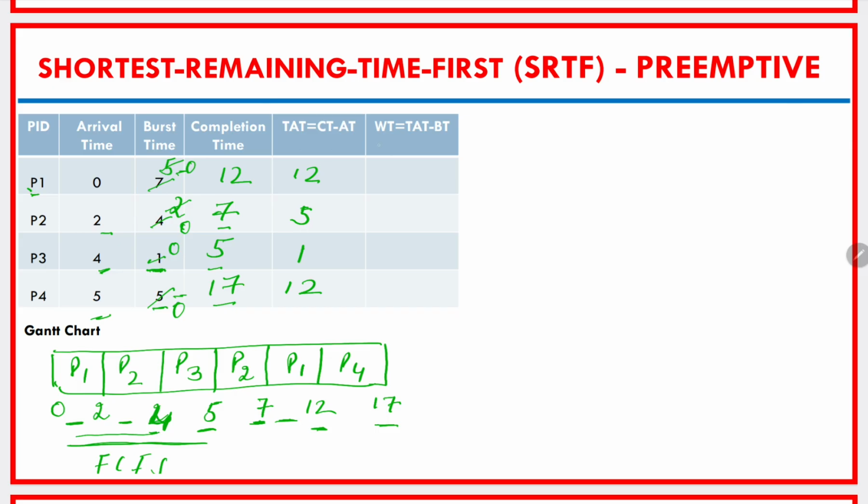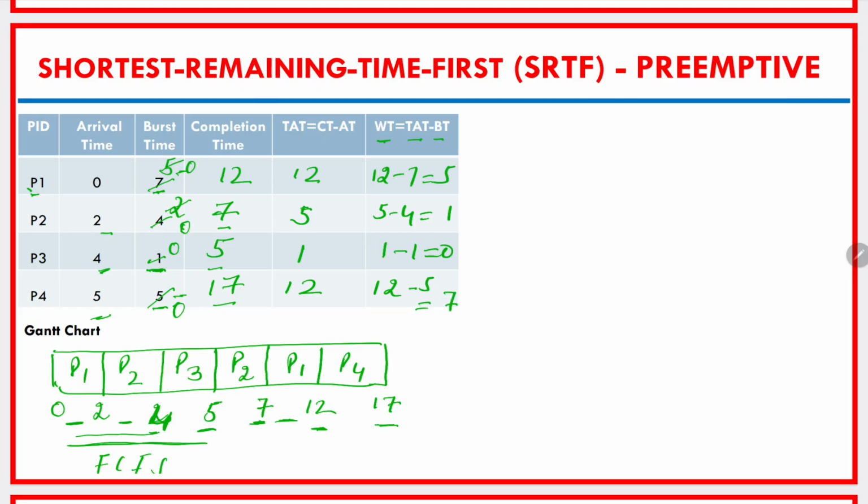Now we have to calculate waiting times, which needs turnaround time and burst time. The turnaround time for P1 is 12 and its burst time was 7. So it is 12 minus 7, which comes out to be 5. For P2, turnaround time is 5 and its burst time was 4, so this comes out to be 1. Then process P3, whose turnaround time is 1 and burst time was 1, is 0. And then process P4, whose turnaround time is 12 and burst time was 5, comes out to be 7.